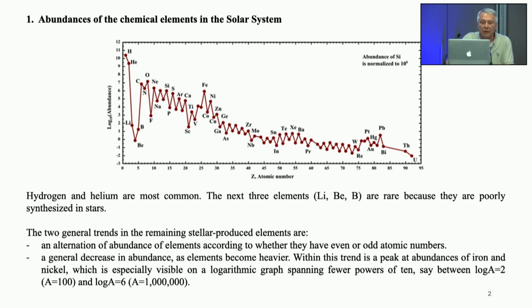This chart I am presenting you know already. We can say that hydrogen and helium are most common, and other elements like lithium, beryllium, boron are not. Then also two other things we should note: an alternation of abundance of elements according to whether they have even or odd atomic numbers. This could indicate maybe that there are alpha particles in the nuclei. And also a general decrease of abundance, this is clear.